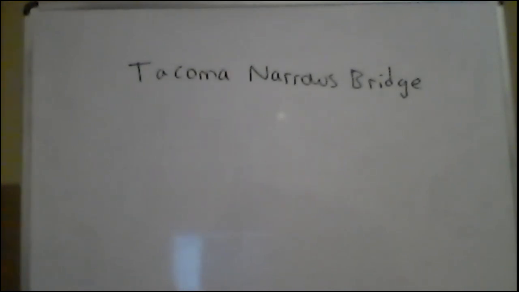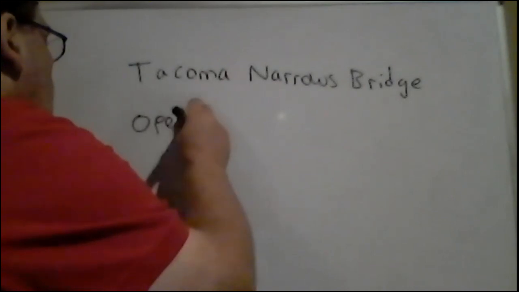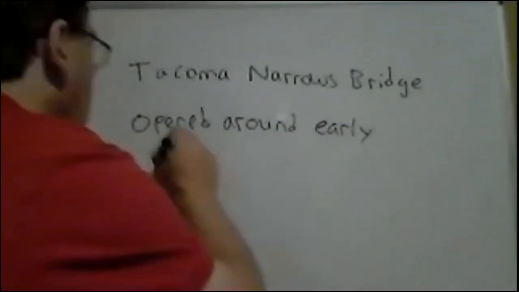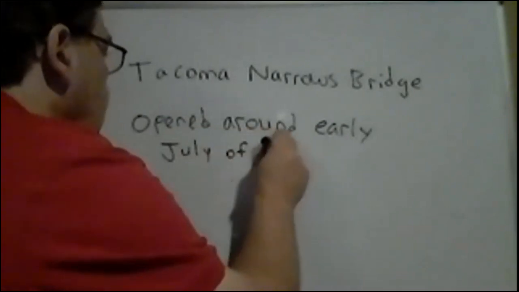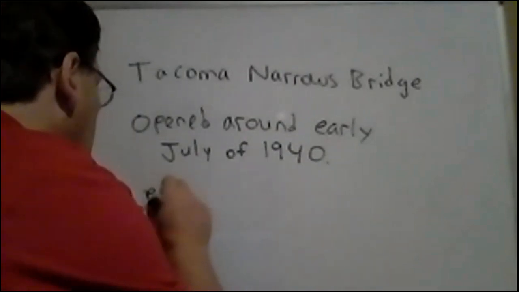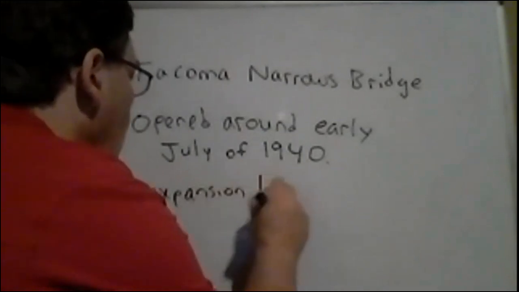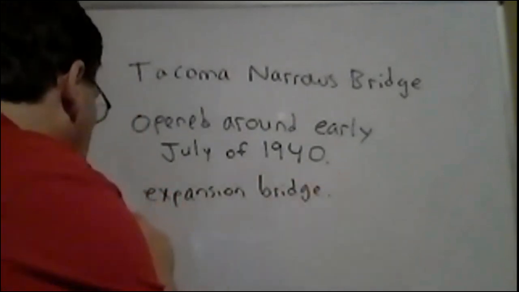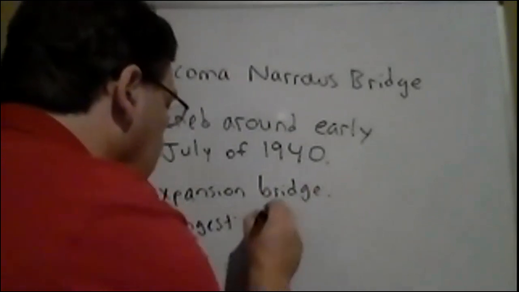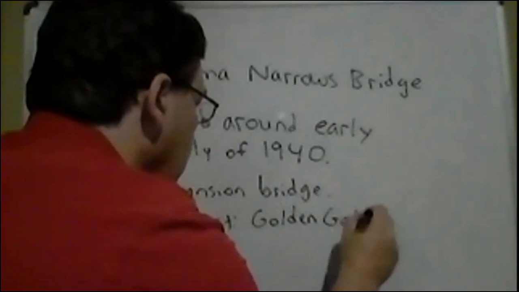Basically, the Tacoma Narrows Bridge was constructed and opened right around, I believe, early July of 1940. That is actually correct, 1940. Brand new, and it's a suspension bridge. And it was the third longest in the world at the time. It was second to the Golden Gate and the George Washington.